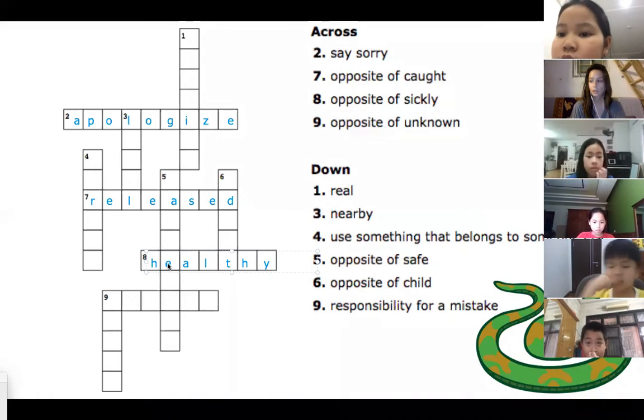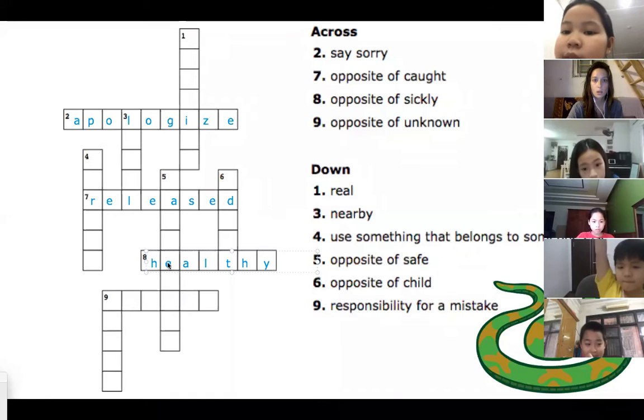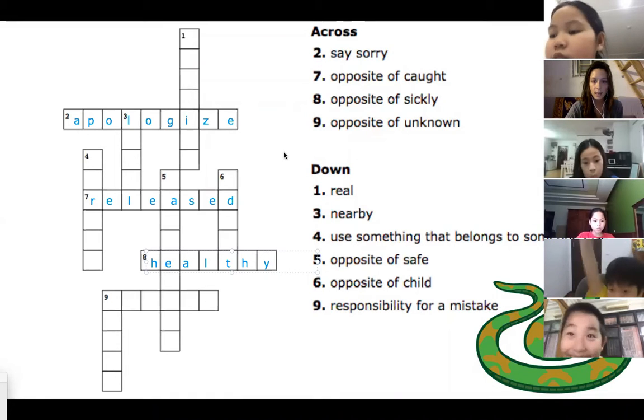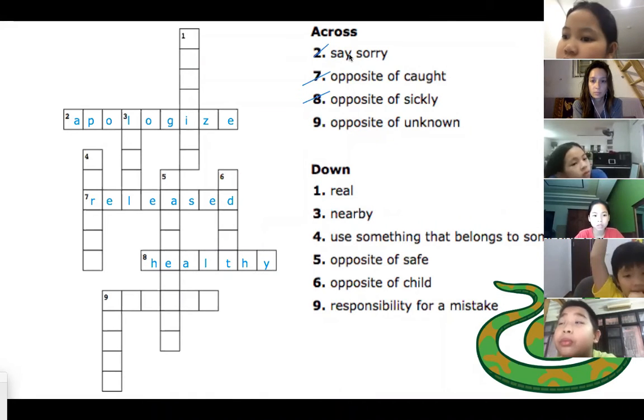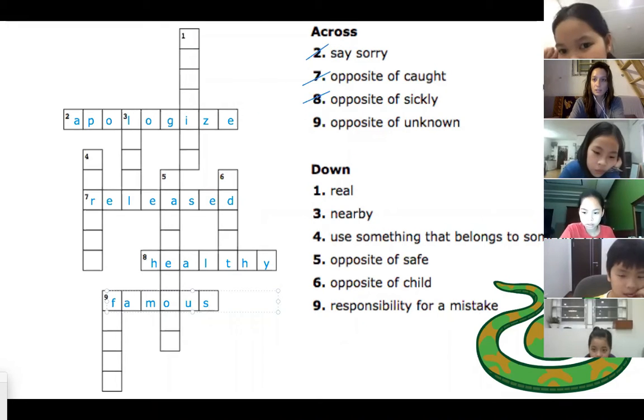Okay, good job. So the opposite or antonym of sickly is healthy. Okay, let's go on to the opposite of unknown. Say, like, an actor that is well known. Okay, famous. Good job.